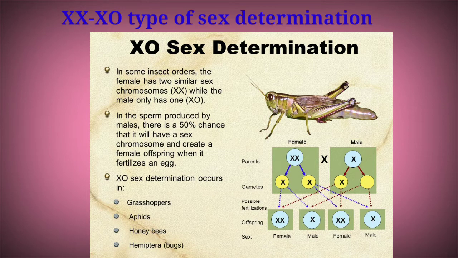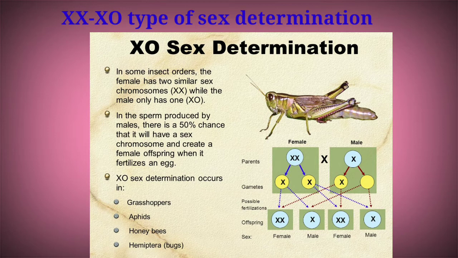But here the males have the normal pairs of chromosomes and a single X chromosome. So here the sex chromosome is not paired. In case of the grasshopper, bugs, honeybees, etc., they have only a single sex chromosome. So now let's try to understand this with the help of the cross.